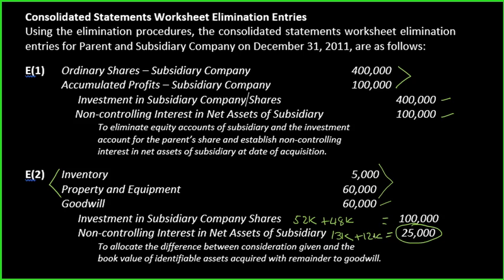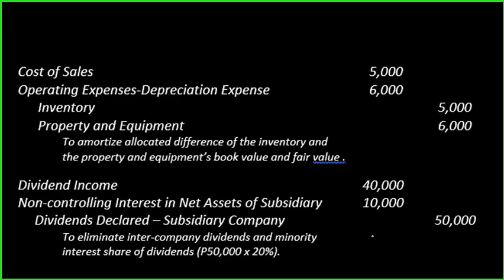Okay po. Now let's continue. Other elimination entries. Sir, ano na naman yan? This is for the amortization. We debit cost of sales of 5,000. Why? Because inventories were understated. So, cost of sales will also be understated. So, to adjust that, we debit cost of sales by 5,000.